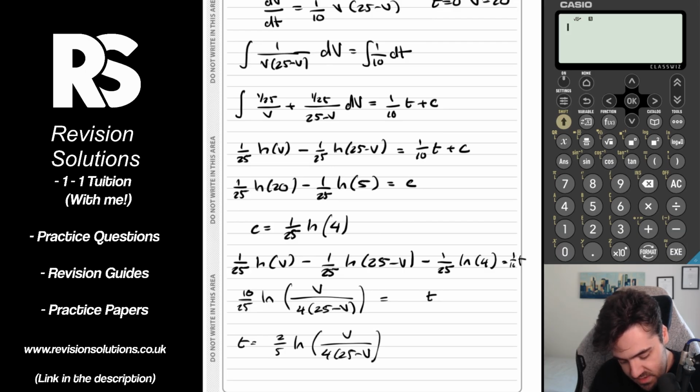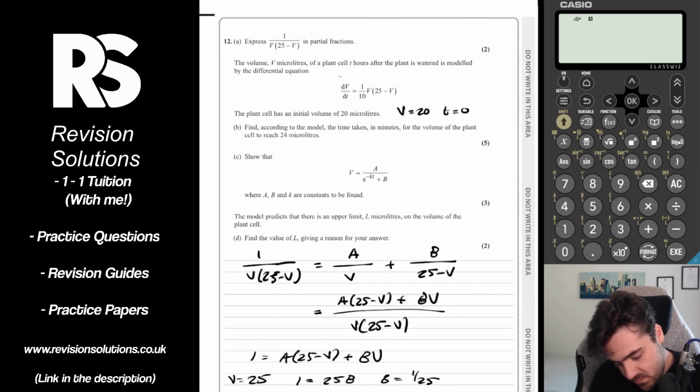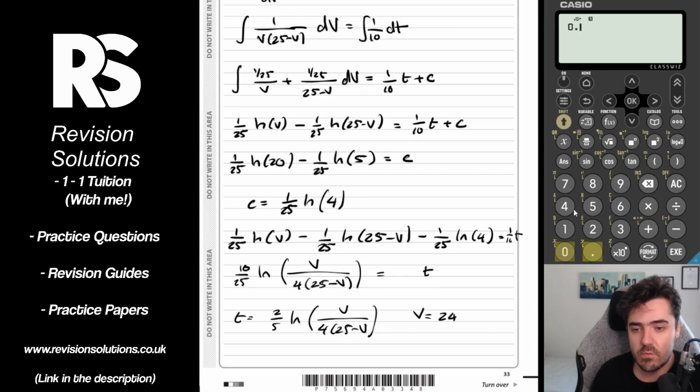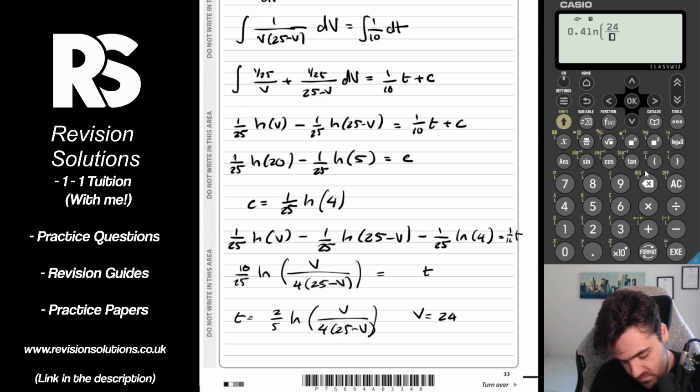Now we're interested in the time when v was equal to what? 24. And we have to watch out, if we remember, for the time as well. But let's first calculate it in hours. So using our calculator, we've got 0.4, for the 2/5, times the natural log of 24 over 4, where's that bracket there?